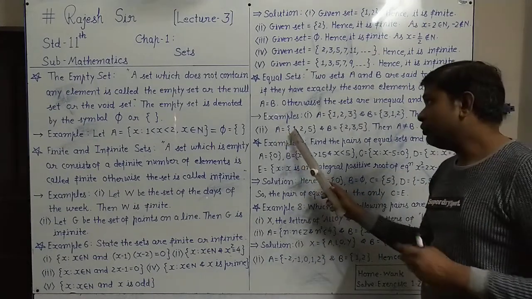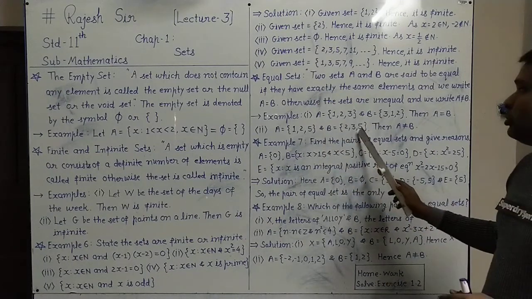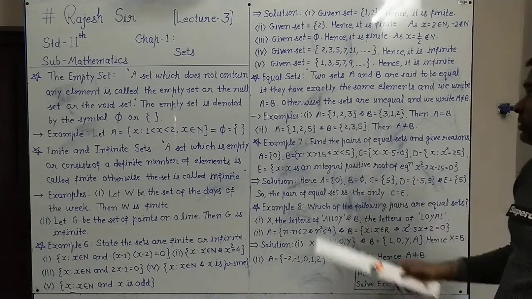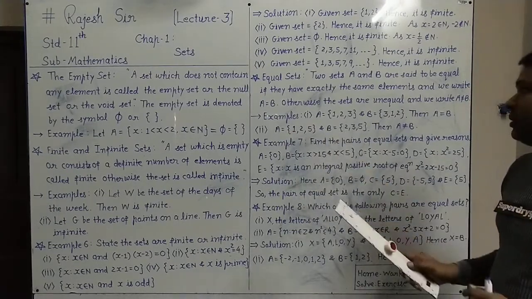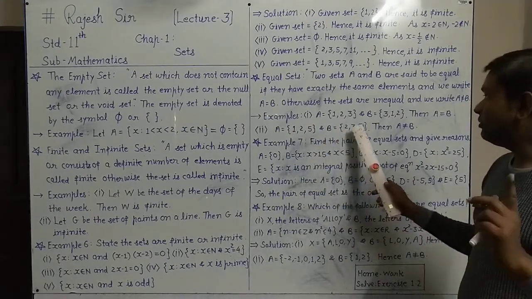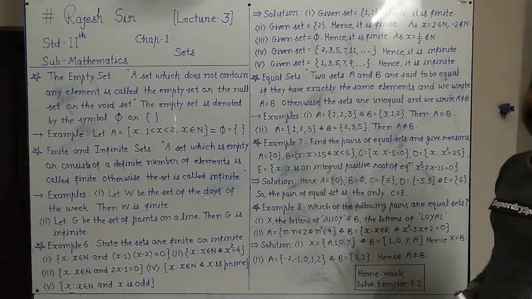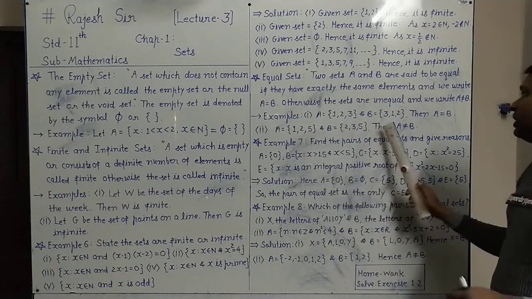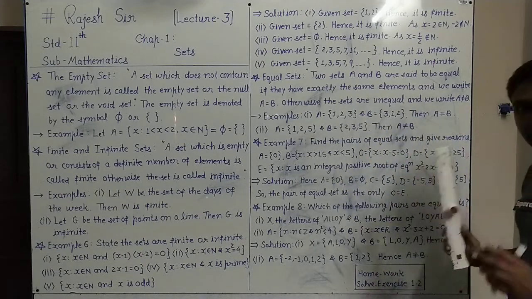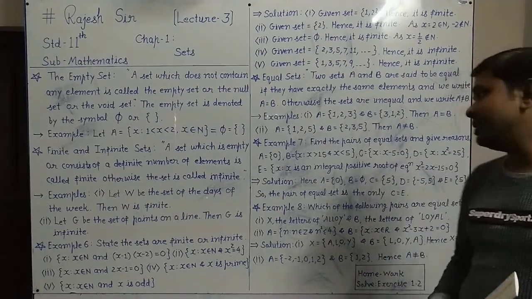Second number, A equal to {1, 2, 5} and B equal to {2, 3, 5}. Both have 3 elements but not exactly the same. In A, 1 is there but in B, 1 is not there. In B, 3 is there and in A, 3 is not there. That means they don't have exactly the same elements. So we will say they are not equal, unequal, meaning A not equal to B.